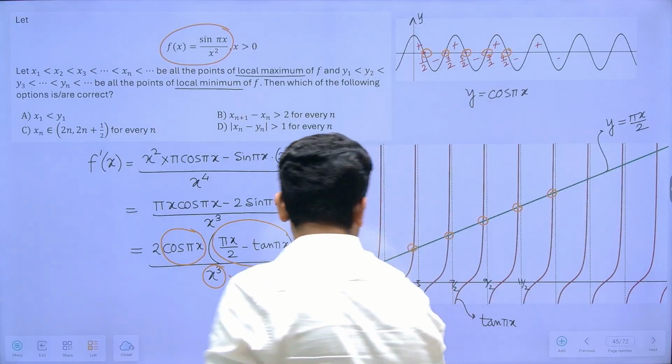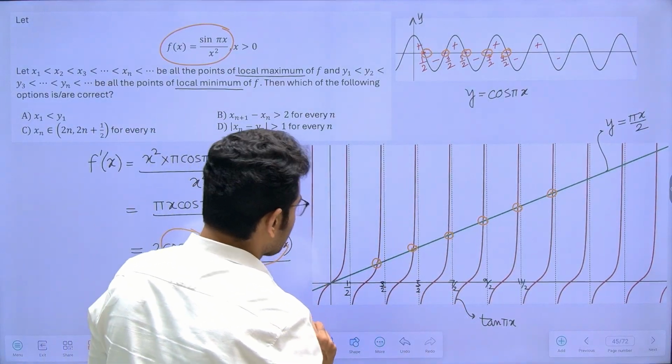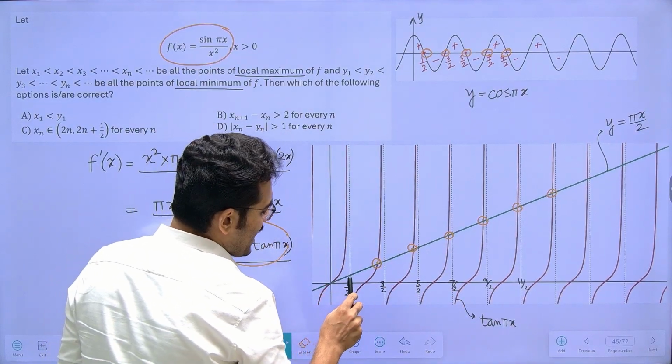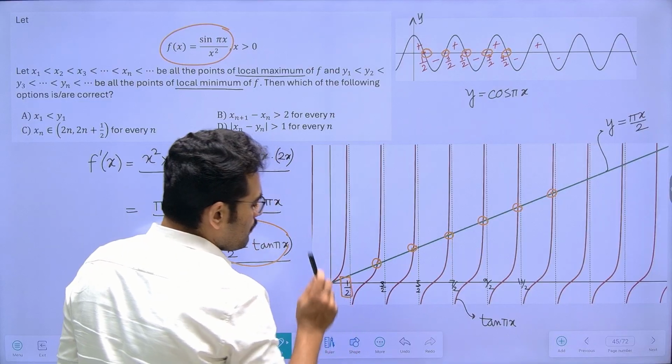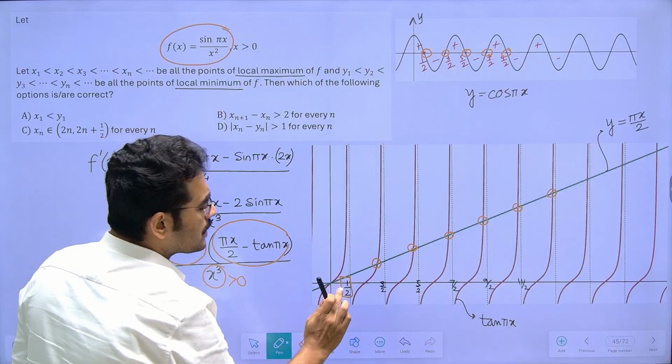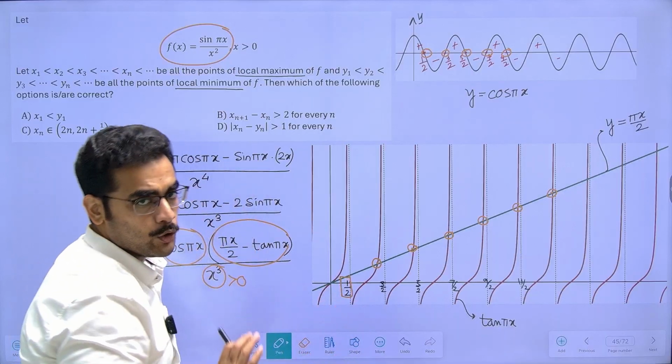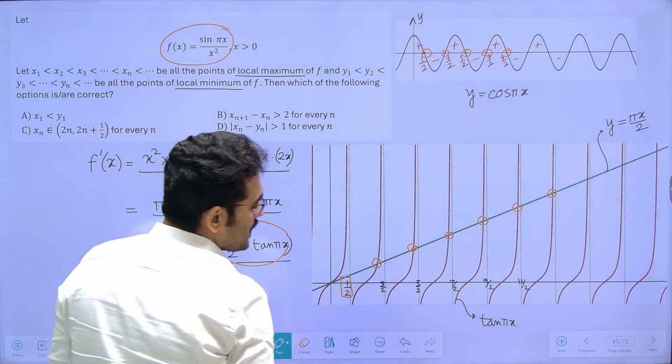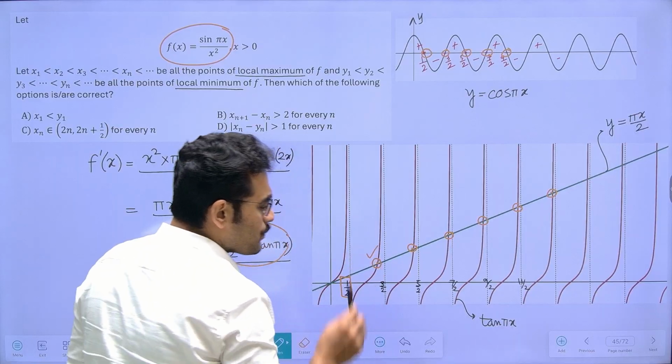So you see that this is happening at x equal to 1 by 2, because to the left of 1 by 2, tan pi x is above the line, and to the right of pi by 2, tan pi x becomes below the line. So this is one point. Next, this is the point where they are intersecting.